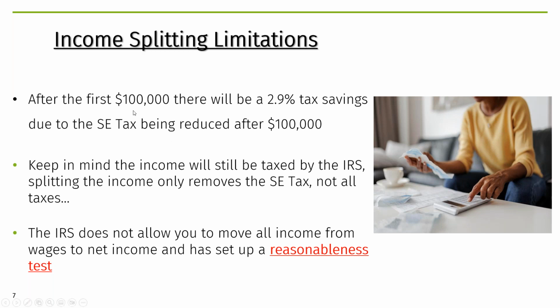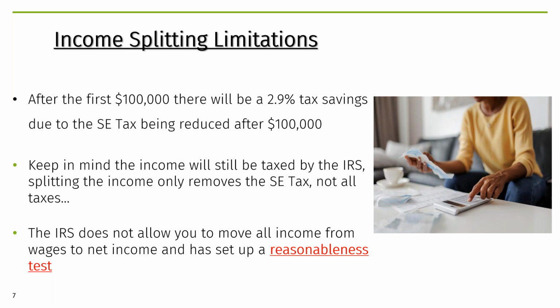And the first one is that after the first $100,000, the self-employment taxes do go down. They get reduced. So you are going to see diminished savings as compared to the first $100,000, but they're still going to save money. It's not like they're going to start paying more once you cross that threshold. It's just that you're going to see the benefits become less once you cross the first $100,000.